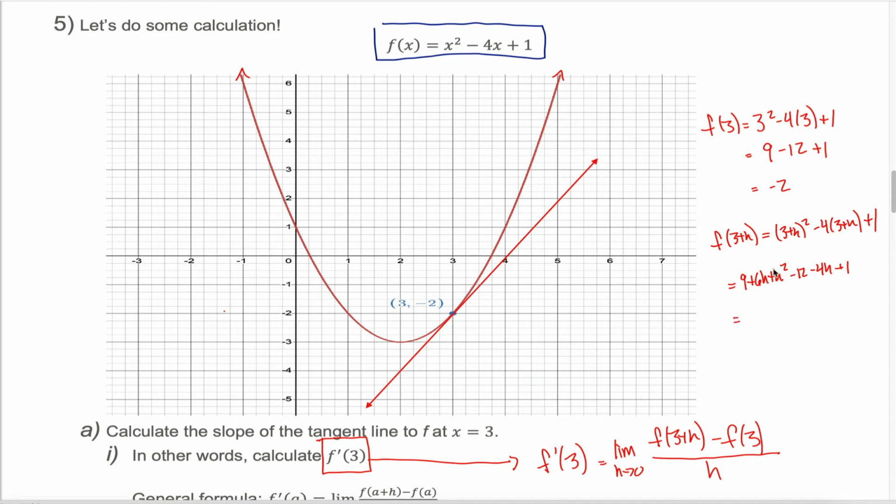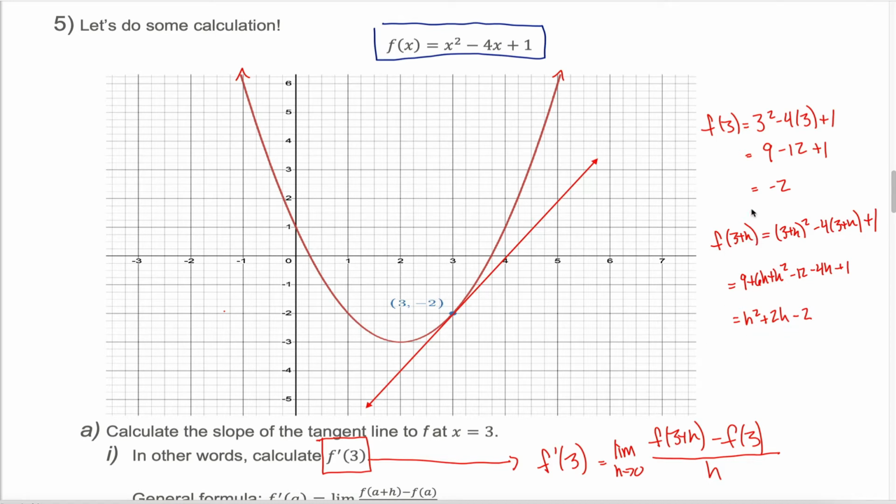If I combine like terms, I only have this h squared term, but if I look for my h terms, I got 6 of them here and negative 4 of them here. So that nets out to just 2 of these h's. And then if I look at my constant terms, I have 9 minus 12 plus 1. 9 minus 12 is negative 3, plus 1 leaves me with negative 2. When I put 3 plus h into this machine, a simplified version of the expression that comes out is h squared plus 2h minus 2.